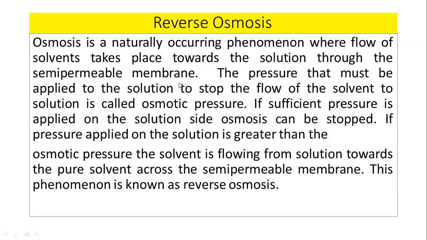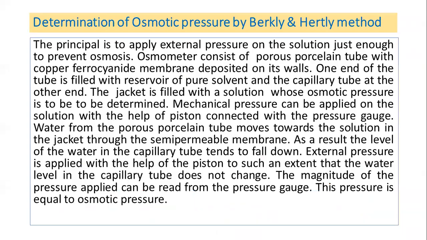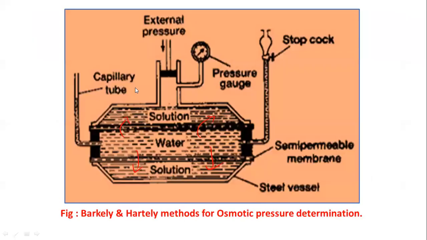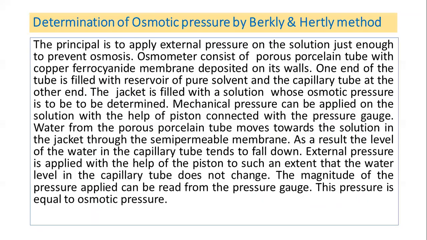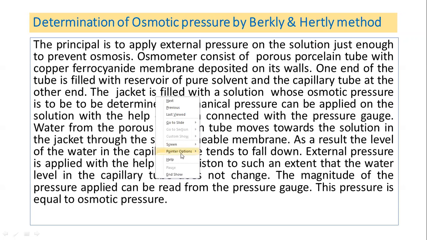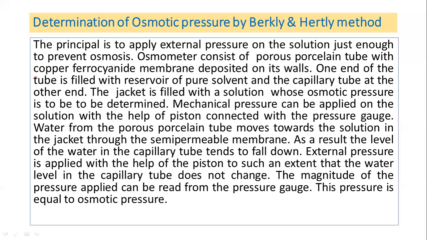You can see here, this assembly is called an osmometer. This is the osmometer which measures the osmotic pressure. The osmometer consists of a porous porcelain tube with a copper ferrocyanide membrane deposited on its walls. The semi-permeable membrane is made of the material copper ferrocyanide.